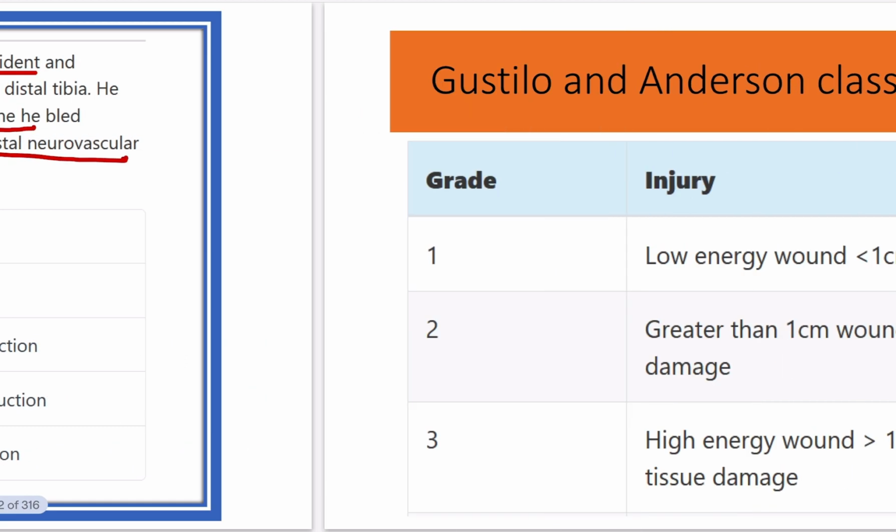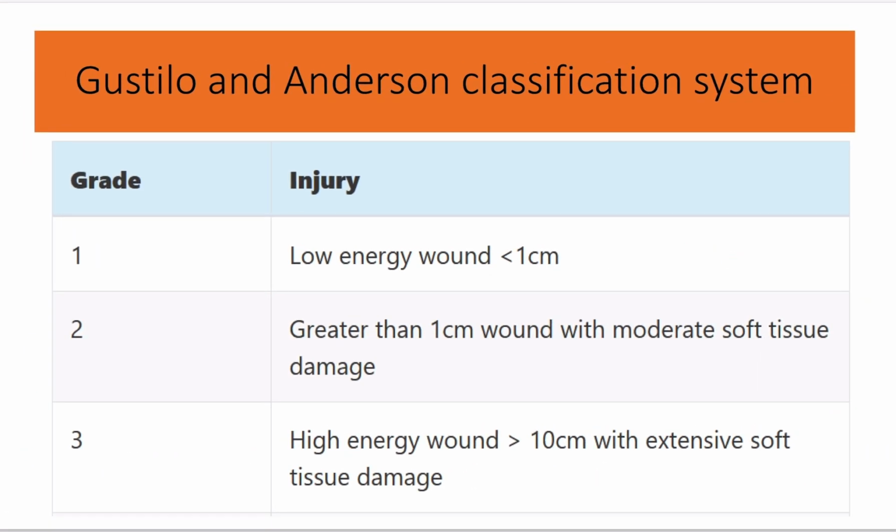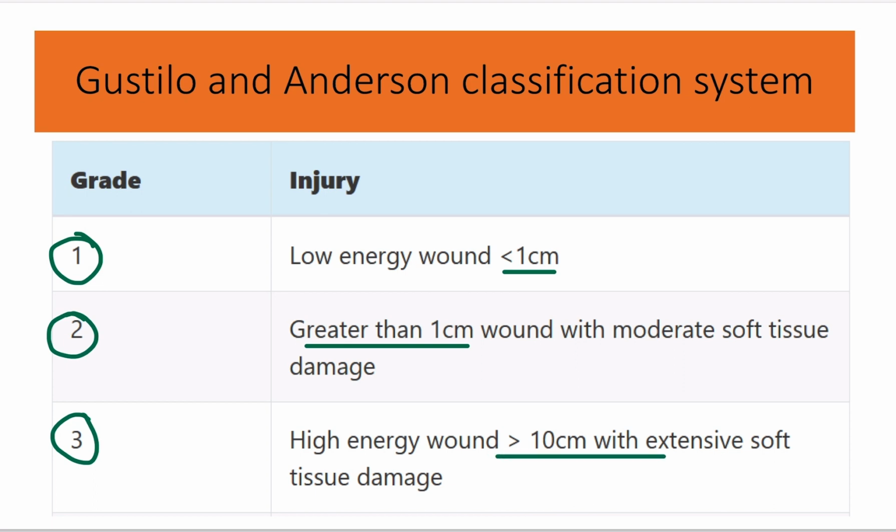So first of all, let's see the Gustilo-Anderson classification for open bone fractures. It is divided into type 1, type 2 and type 3. In type 1, the wound size is less than 1 centimeter, which is very small. In type 2, it is greater than 1 centimeter but less than 10 centimeters. And in type 3, it is a wound of more than 10 centimeters with soft tissue damage.